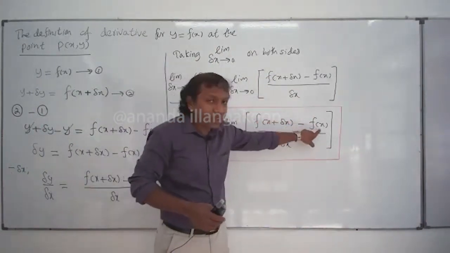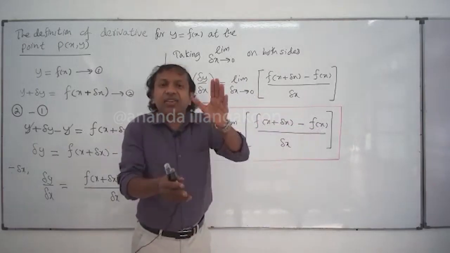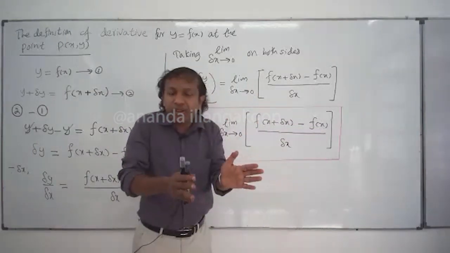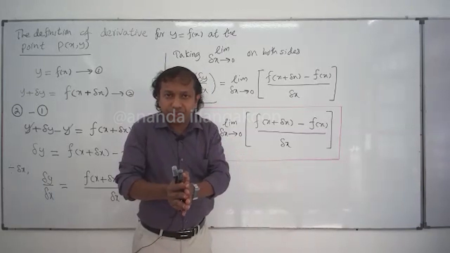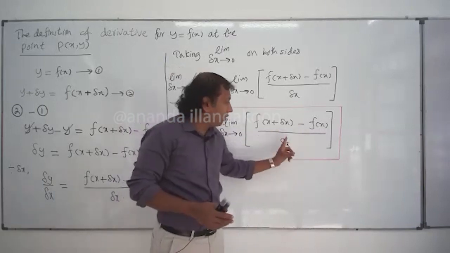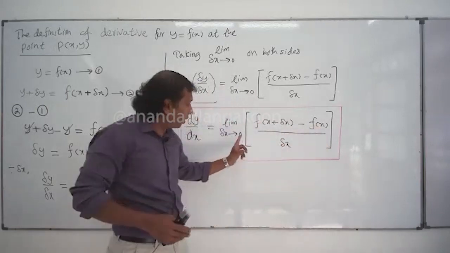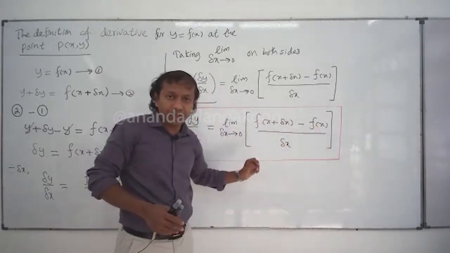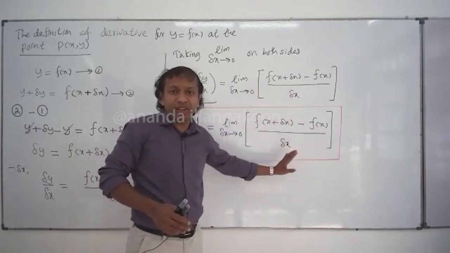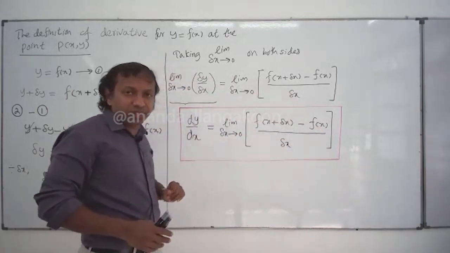What is this f(x)? It is exactly the right hand side of the given function. Okay, that difference, divide by delta x. Then after simplifying this numerator, you have to take delta x going to 0. Understood? Then you finally get an answer, that is dy by dx.